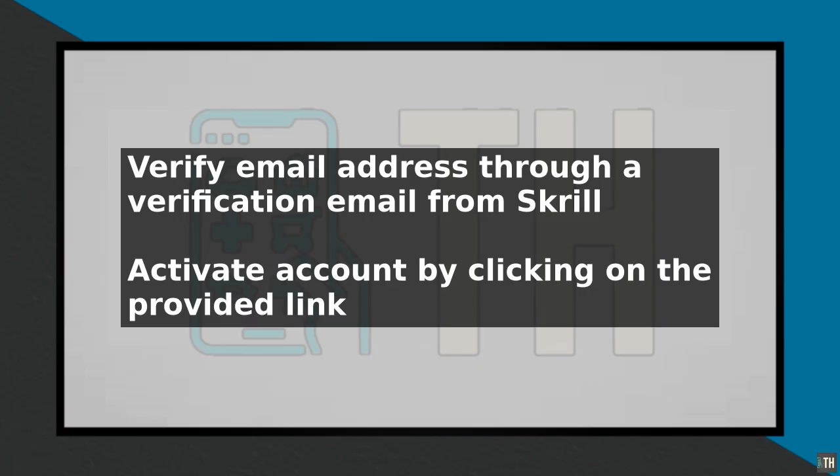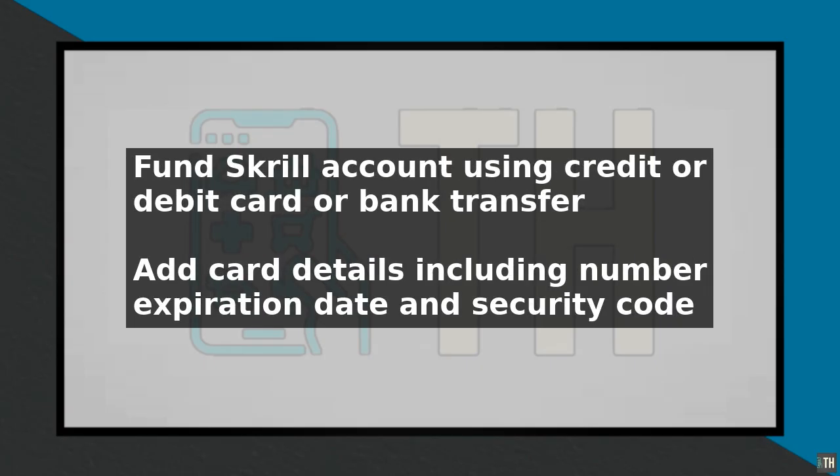After funding your account, you can start using Skrill to send and receive money. To send money, click on the Send Money tab and enter the recipient's email address or Skrill account details. Enter the amount you want to send and select your funding source. To receive money, provide the sender with your Skrill account details, including your email address or Skrill ID.